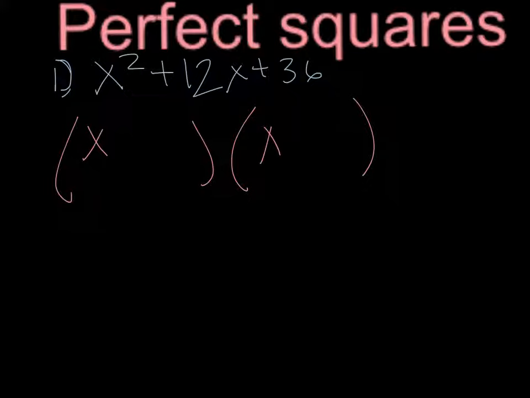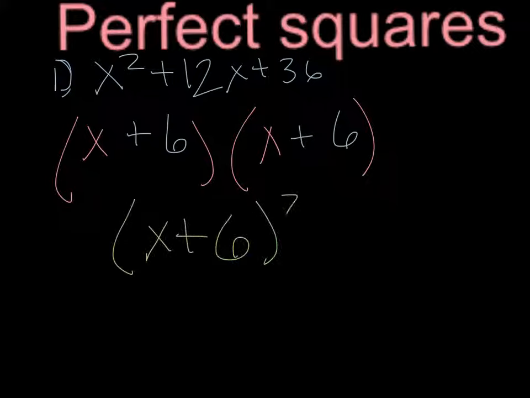And then what adds to give you 12 and multiplies to give you 36? That's right, 6. So, since we have two of the exact same factors, our answer is x plus 6 squared. See, because if you multiply it back out, you should get this equation.